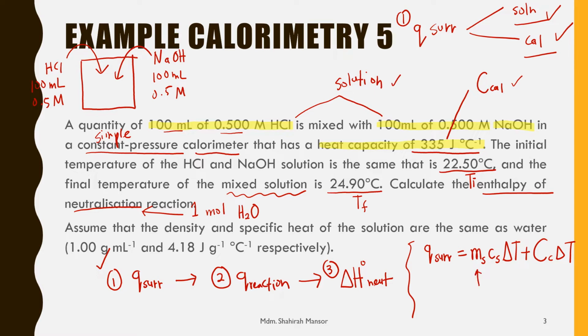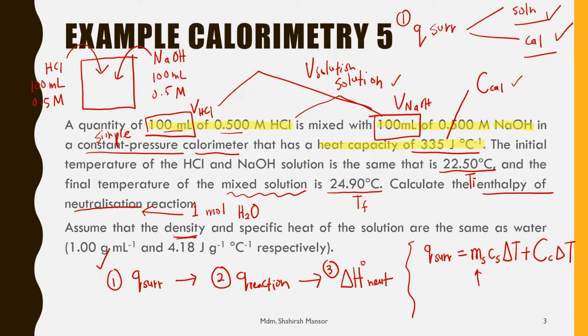So how to get mass of solution? Caranya adalah dengan menambahkan V of HCl dan juga V of sodium hydroxide. So daripada dua V ini awak akan dapat V of solution. From this V of solution kita akan kaitkan dengan assumption dekat sini. It is said that assume that the density and the specific heat of the solution are the same as water. So maksudnya daripada V of solution tu awak boleh relatekan dengan density of water di sini untuk nak mendapatkan mass of solution.